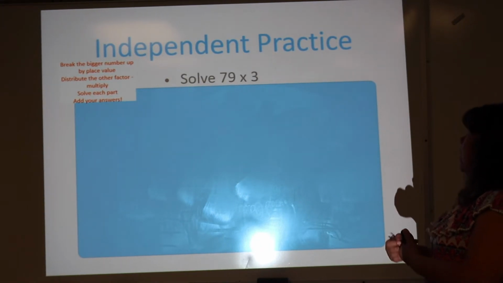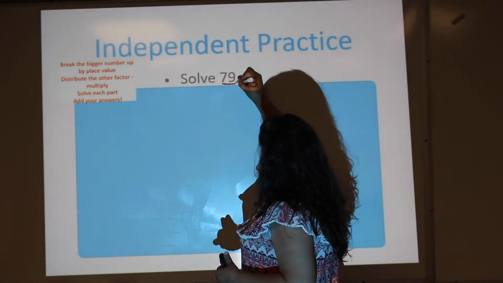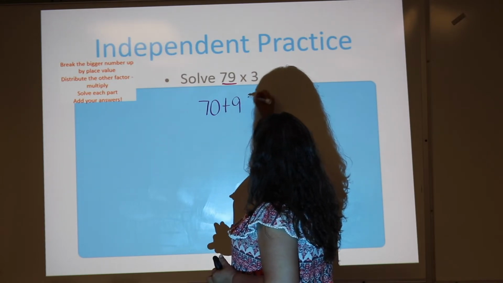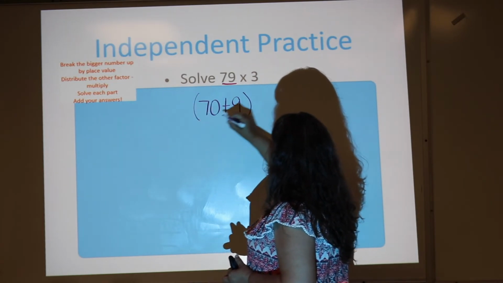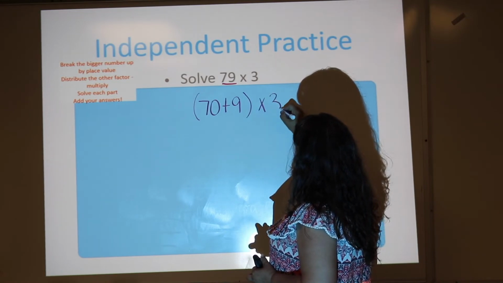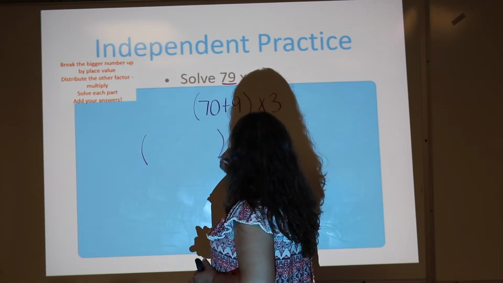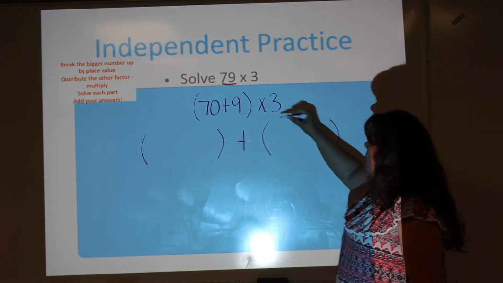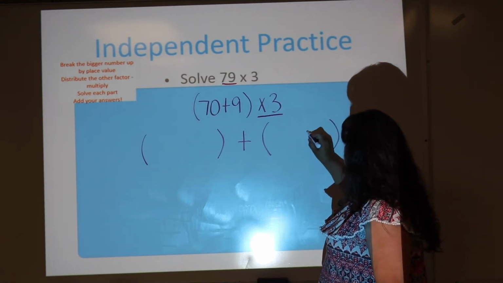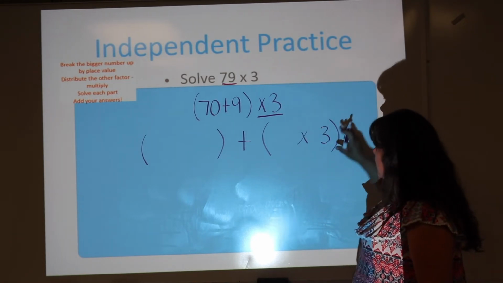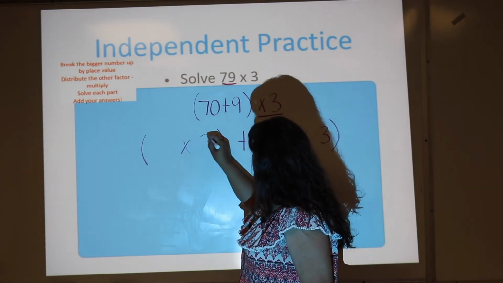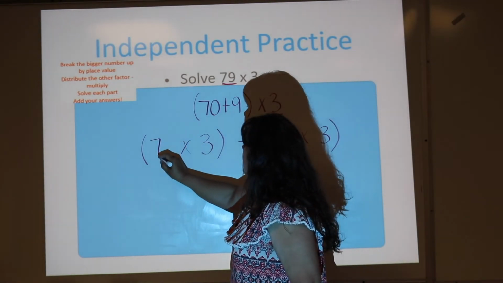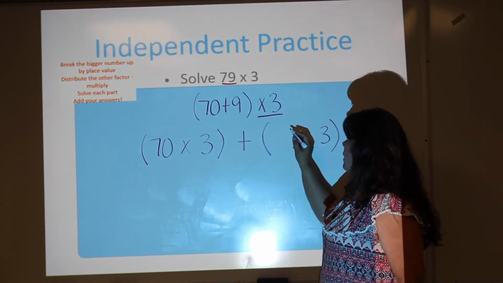79 times 3. Wow. So I'm going to break my 79 up, and I can do 70 plus 9, and I still have this part. I'm going to put my parentheses there, times 3. So remember, I'm going to do 2 sets of parentheses. I'm going to put a plus sign in the middle of them. I'm going to take this times 3 and put it on both sides, on the left part of it, or the right part of it, times 3. Okay, then I'm going to take this first one, 70, put it in here. Take this 9 and put it in here.